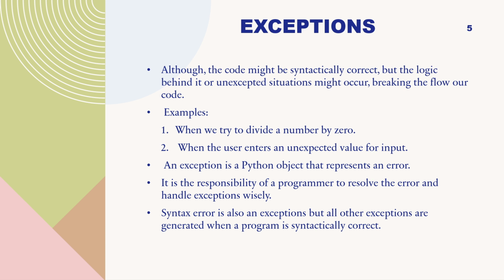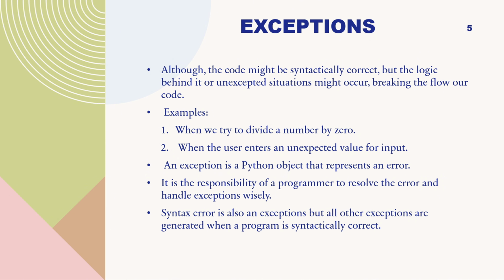Let's start with exceptions. Exceptions are errors which get triggered automatically. We can also forcefully trigger an exception and handle it through our program code. So as you can see on the screen, although the code might be syntactically correct, the logic behind it or unexpected situations might occur, which will break the flow of our code. So you can see some examples here.